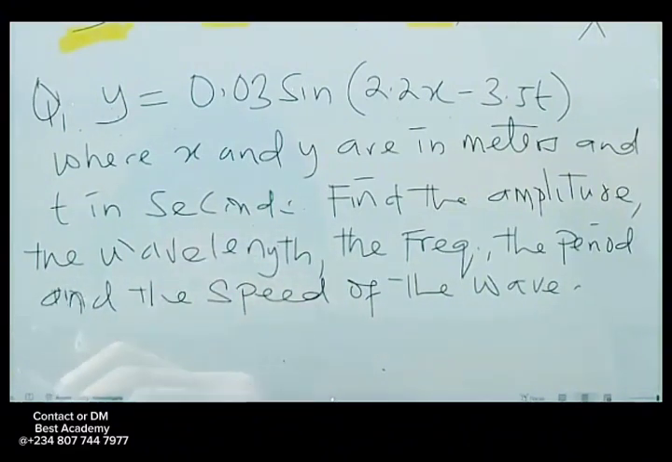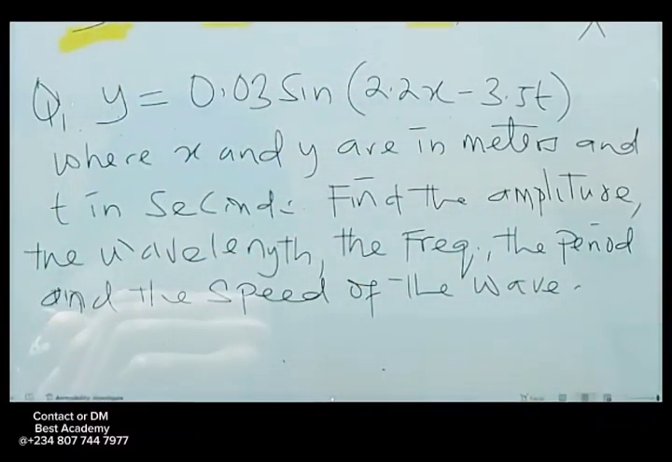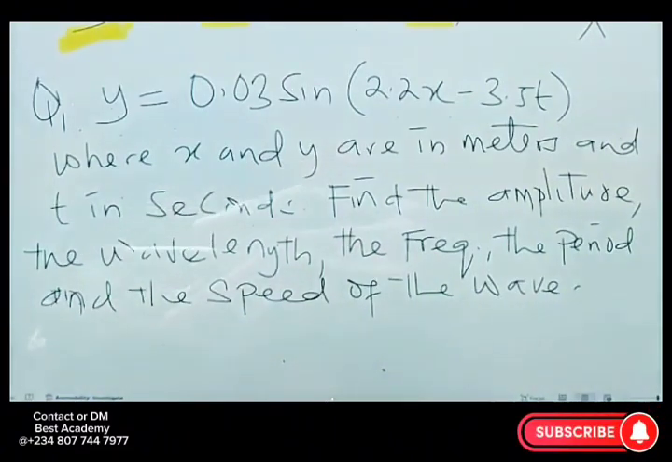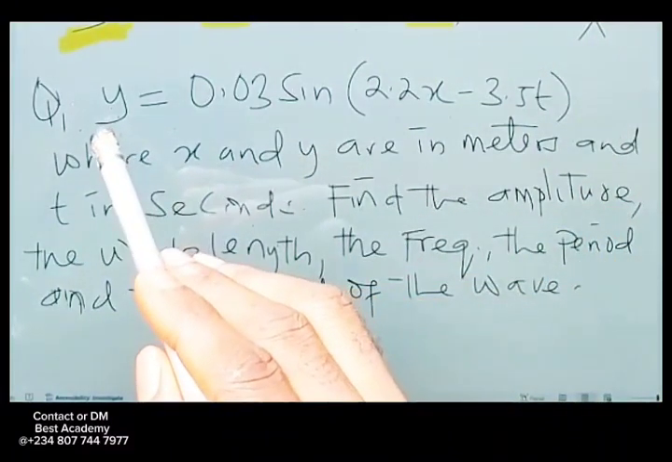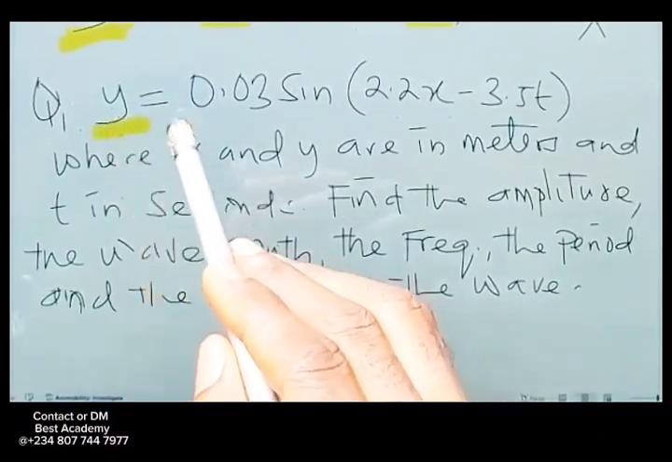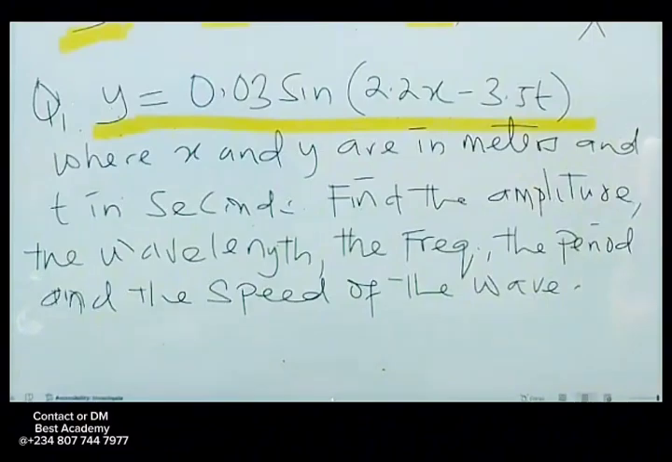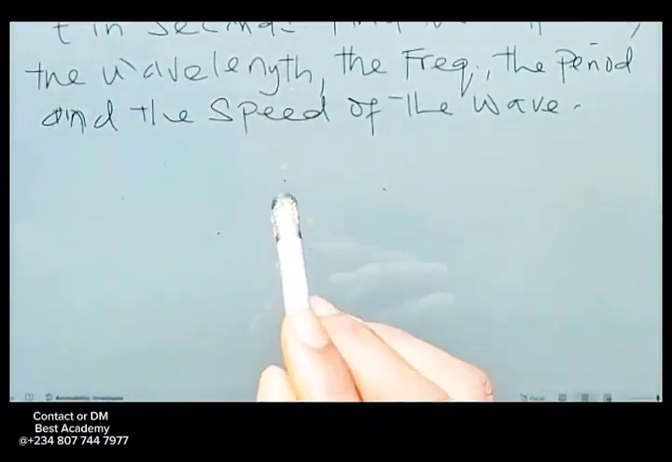The first thing we're going to do here is to understand the equation and know how to calculate any equation on progressive wave equation. Now, first of all, we are given this y, which we know represents displacement, and it is equal to this. So now let's see how to solve a progressive wave equation.